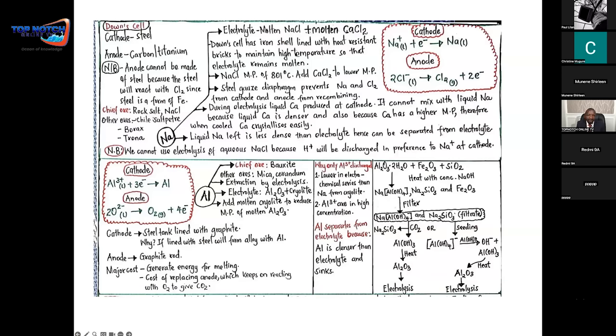We cannot use electrolysis of aqueous sodium chloride because the hydrogen ions will be discharged in preference to sodium at the cathode. Remember, in the extraction we use molten sodium chloride and molten calcium chloride, because we want to produce sodium. So when we use aqueous sodium chloride, instead of obtaining sodium, we will obtain hydrogen gas. So the entire process will be irrelevant. Then there is something else that is very important.